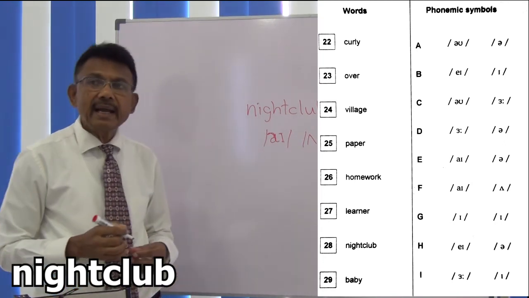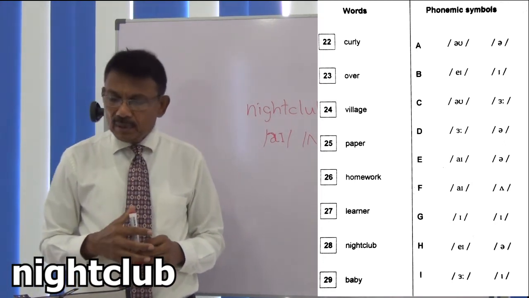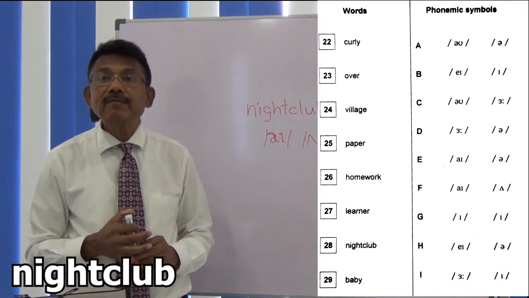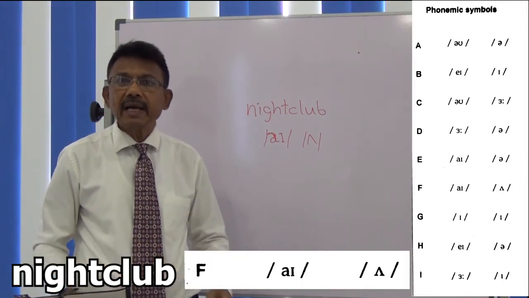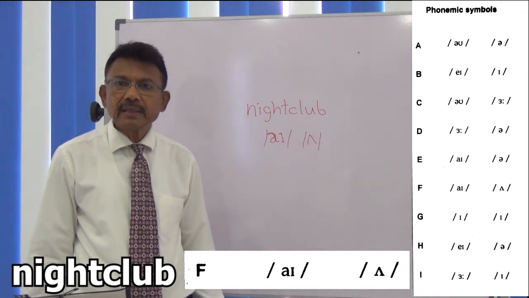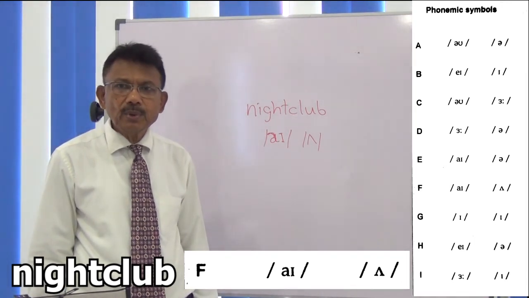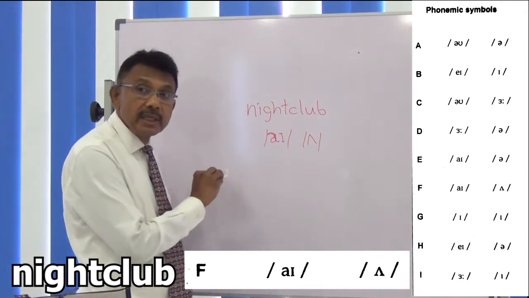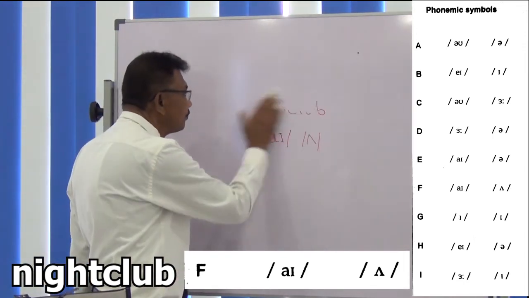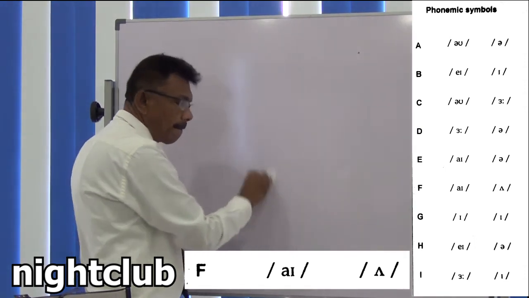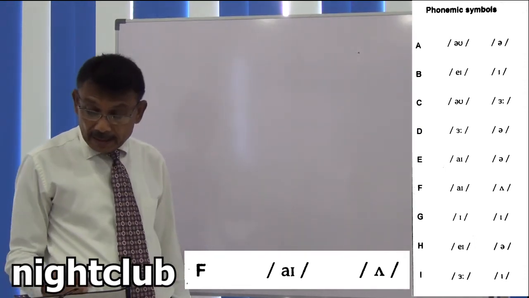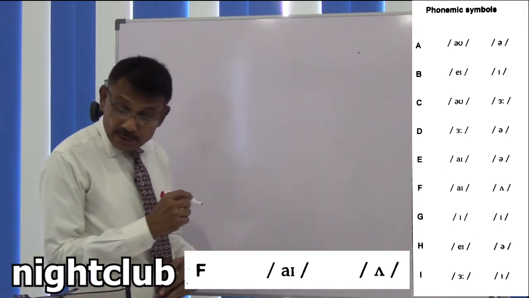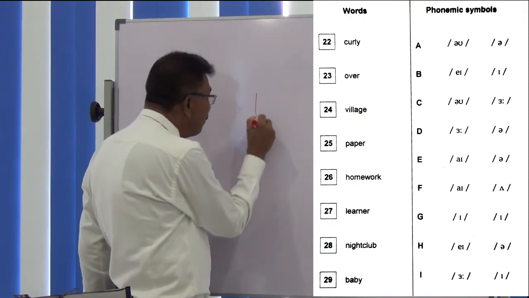This is I and a. Night club. Where is it? It is F. Night club. I hope you all can understand it. Then let's come to the other one. The other one is the last one, BABY, that is question 29.